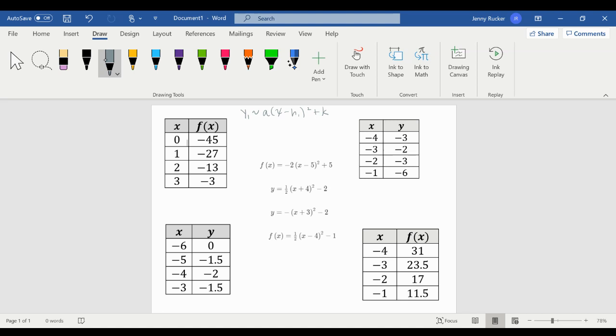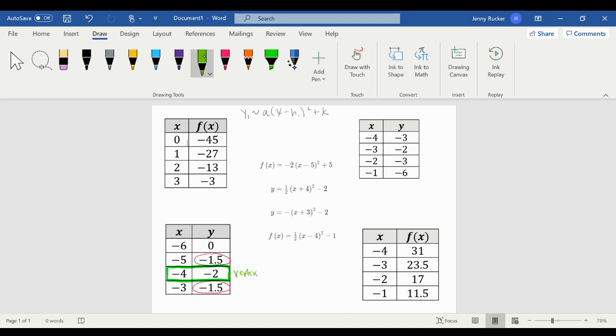We don't have any symmetry evident when we're looking at our f of x values of -45, -27, -13, -3. Let's try our next table at the bottom left. We're looking for symmetry so we can find the vertex. Our y values go from 0 to -1.5 to -2 to -1.5. You see that repetition in your y values? That's indicating that this -4, -2 is our vertex.